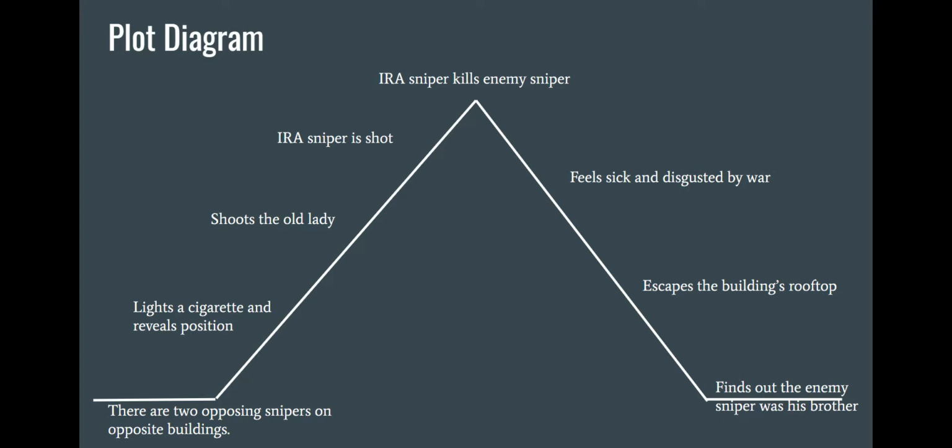And so once we read that at the end, we realize that must have happened to our protagonist as well. His brother, we didn't know he had a brother. Now we've learned his brother was on the enemy side, and in a twist of fate, he's shot and killed his brother.